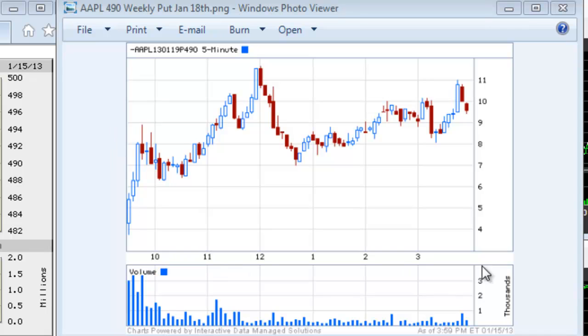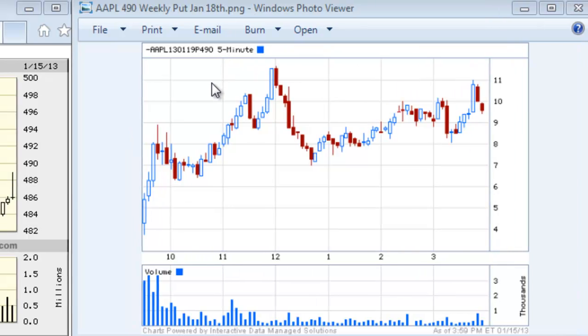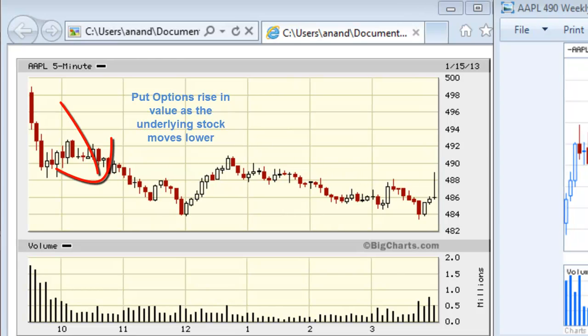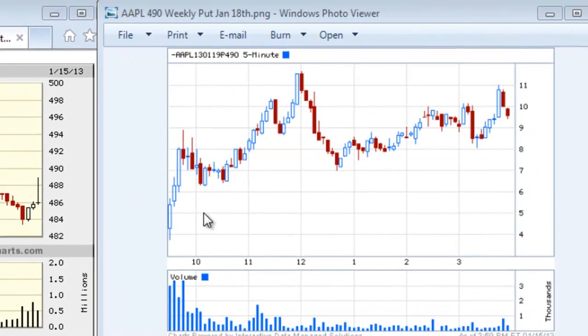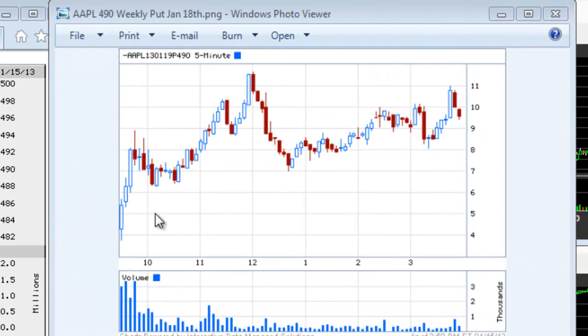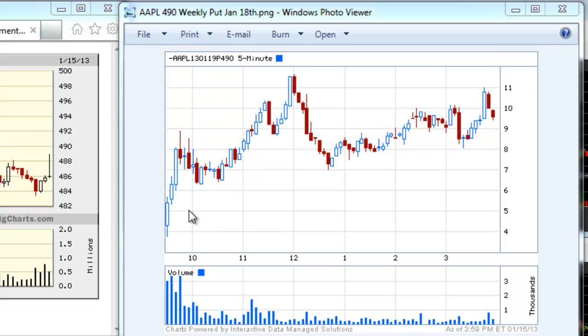So right here we're looking at a 490 strike price. This is a put option, and the value of a put option generally goes higher as the value of the underlying stock goes lower. All right, so you could have played this 490 put instead of shorting the actual equity. Your percentage gains would have been amplified considerably.